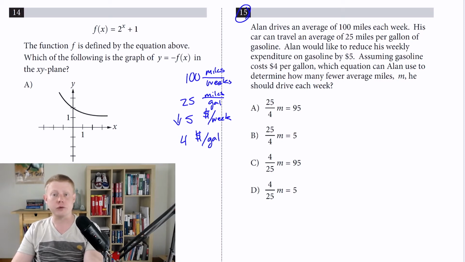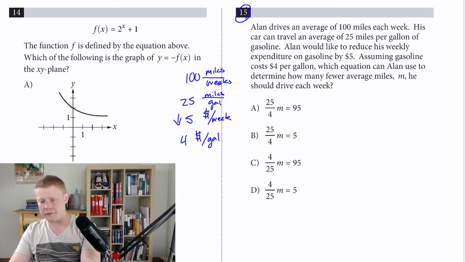I'm going to show you a few different ways to do this. The first is using the answer choices themselves. I'm going to look at my answer choices and see what will cancel off just using the units. So we have two options here for the slope, 25 over 4 and 4 over 25. And then we have 95 and 5.